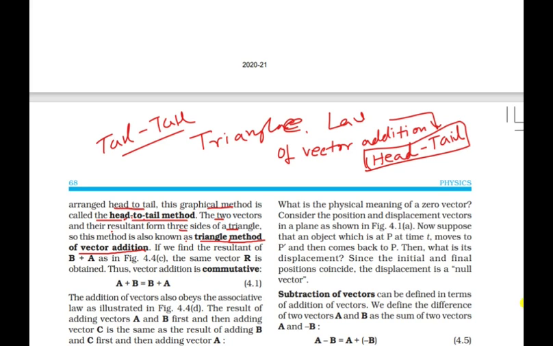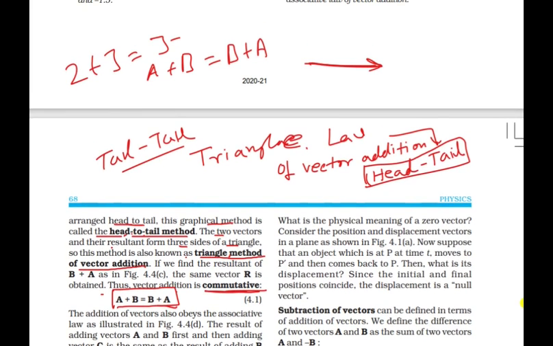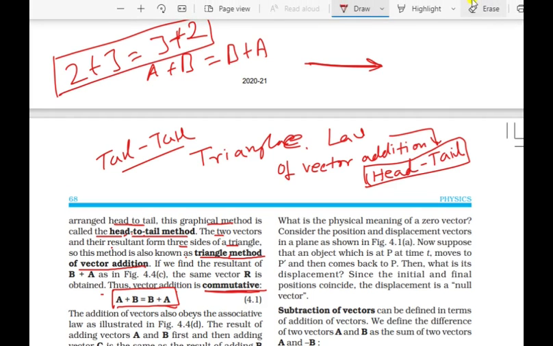If we find the resultant of B plus A, the same vector R is obtained. Thus vector addition is commutative. Very important: A plus B is equal to B plus A, because the resultant vector will be the same. Commutative means 2 plus 3 will be 3 plus 2. This property is known as the commutative property.